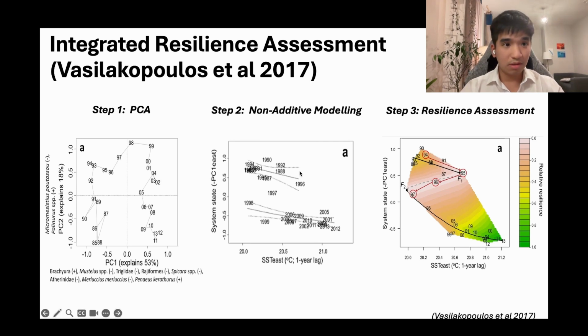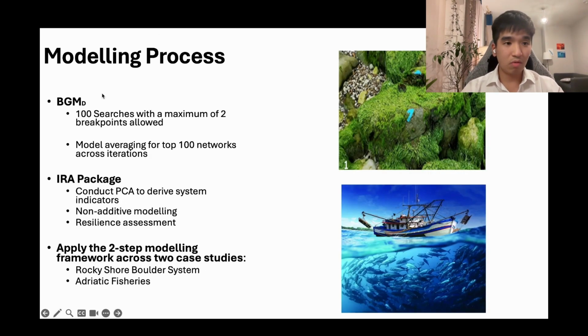So in terms of the modeling process, we'll be using the BGMD. I am doing 100 searches with a maximum of 2 breakpoints allowed, and then I'm going to perform model averaging for the top 100 networks across the iterations. Then for the IRA package, it's essentially the same as I just outlined. We conduct PCA to derive system indicators, then we use non-additive modeling, then we perform resilience assessment.